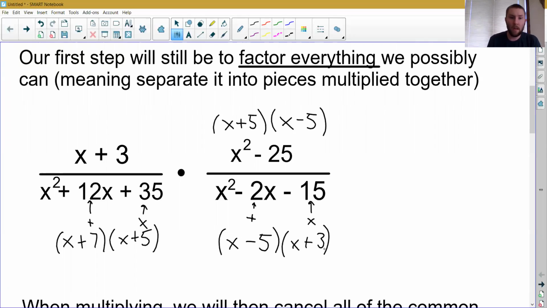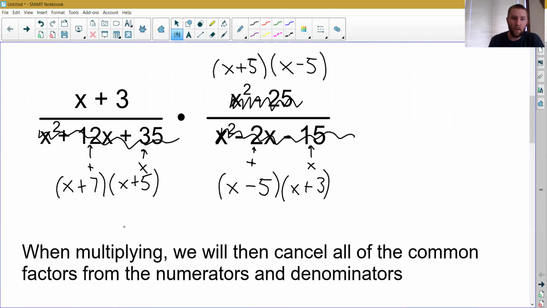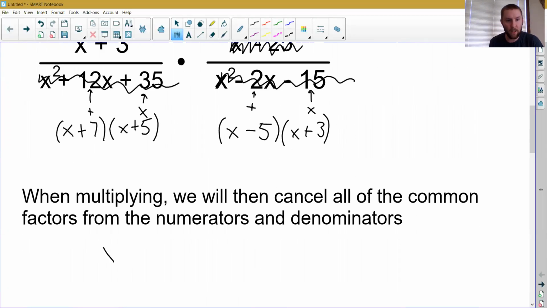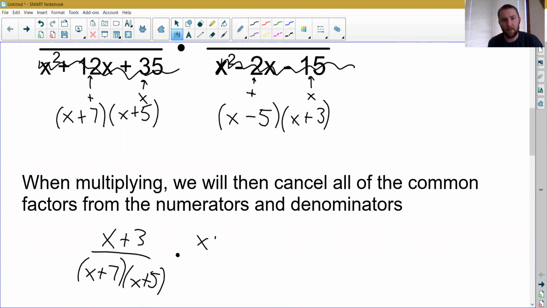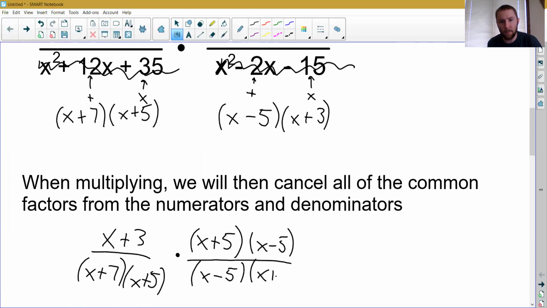All right, so now I have everything factored. So this quadratic is no longer here. It's now these two factors. This quadratic is no longer here. It's now these two factors. This quadratic is no longer here. It's now these two factors. So really what I have is x plus 3 over, in parentheses, x plus 7 times x plus 5, being multiplied by x plus 5 times x minus 5 over x minus 5 times x plus 3.